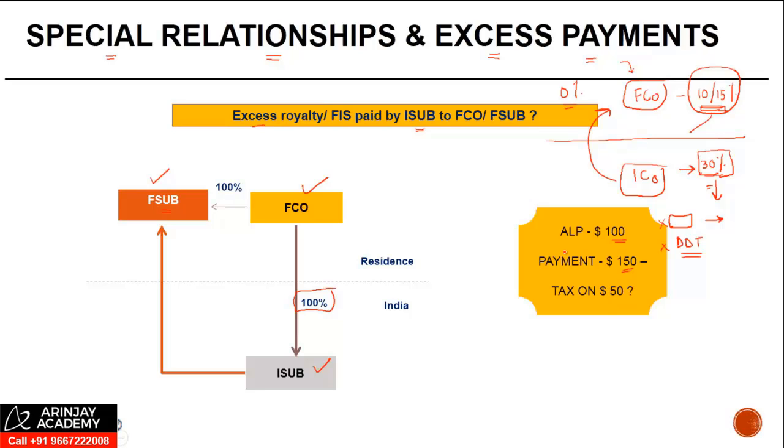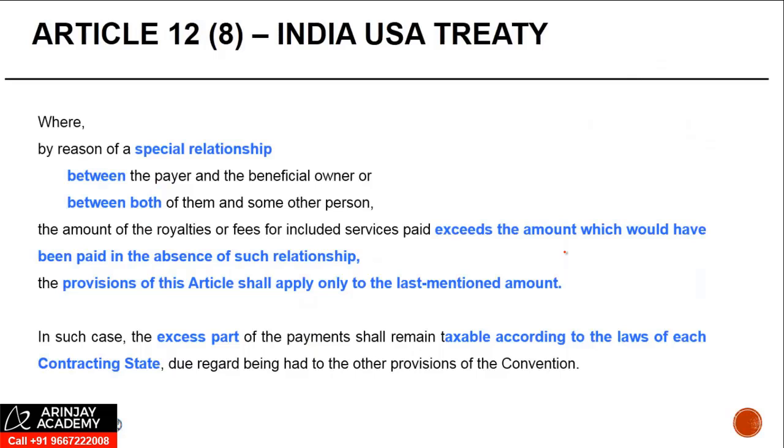This is something which is dealt with in Article 12, paragraph 8. Let's see that. Where by reason of special relationship between the payer and the beneficial owner, this is between the I sub and the foreign company, or between both of them and some other person, this is the F sub that we are referring to. F sub is in a relation with the two of them together. Why? Because FCO is effectively the parent of this company and FCO is the parent of this company. So the FCO can very well insist to I sub that they should make a payment which is more than arm's length to F sub.